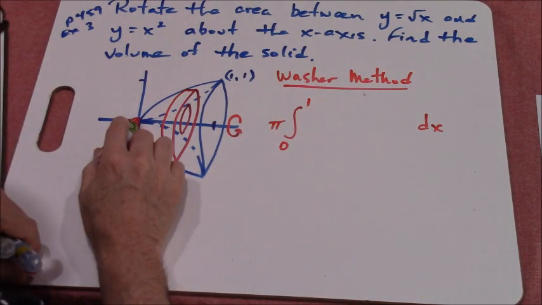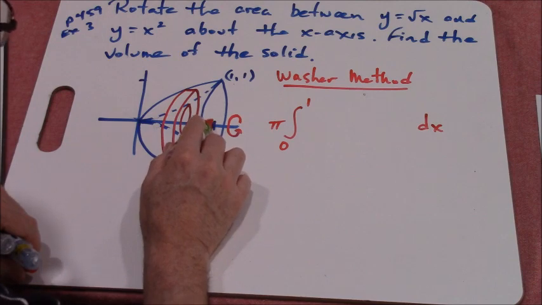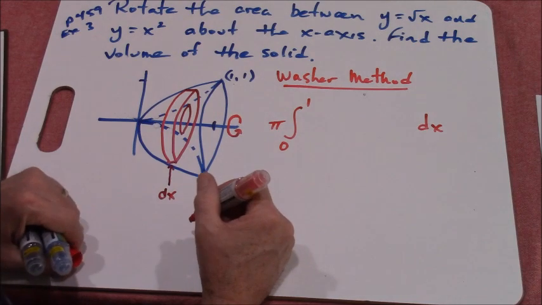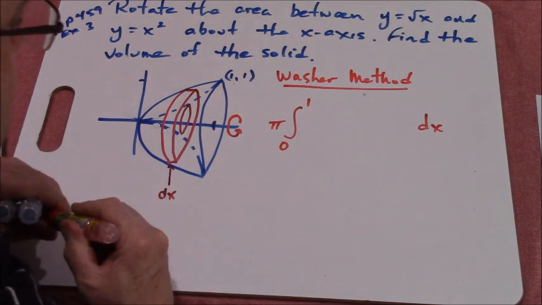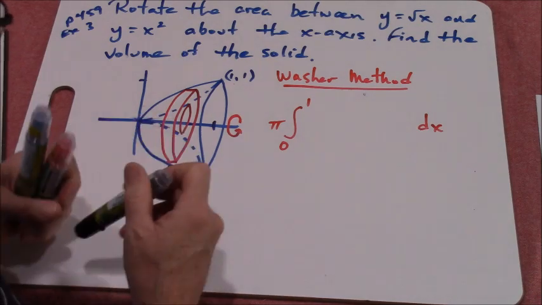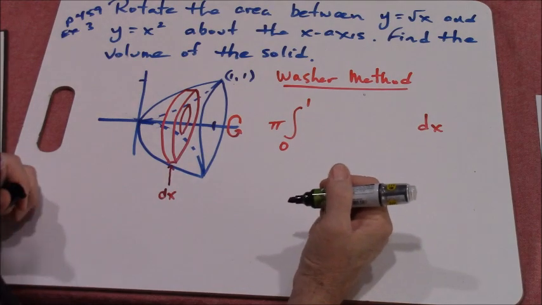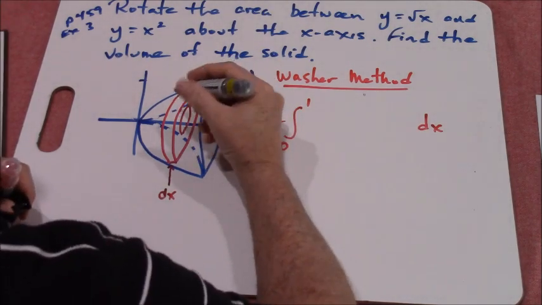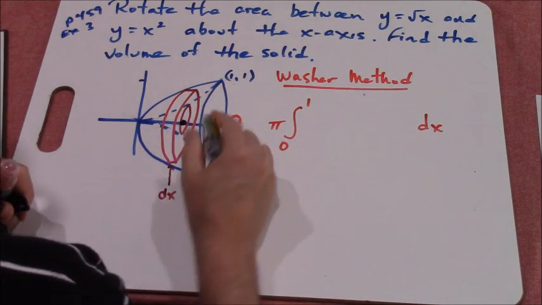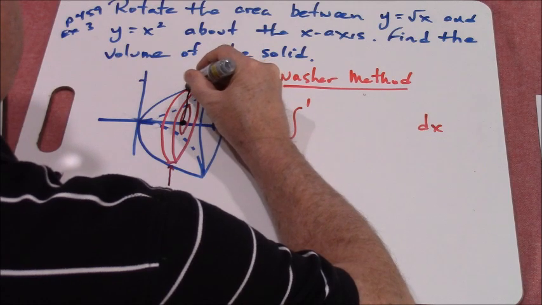We're starting with our first washer at x equals 0. The last one is right here at x equals 1. We know that this is 1 because that's where these two equations intersect. So now what I need to do is come up with an expression for the large radius. This is going to get a little messy, but I'll do the best I can. It starts right here. This is my axis of rotation, and it goes up to this curve right here.